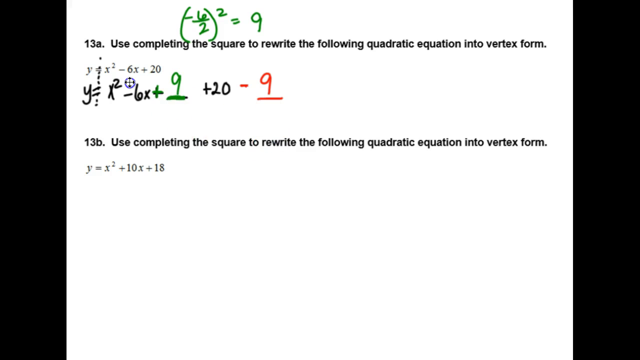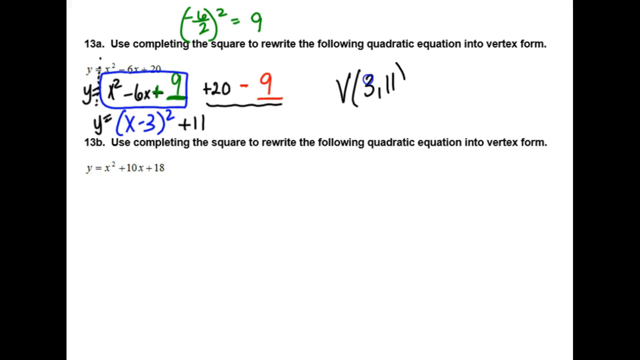And here's why it works. This quadratic now factors into x minus 3 quantity squared. And then these add together to give you a plus 11. So there's your quadratic in vertex form. The vertex is located at (3, 11). I don't know if they asked me for that, but I gave it to them anyways.